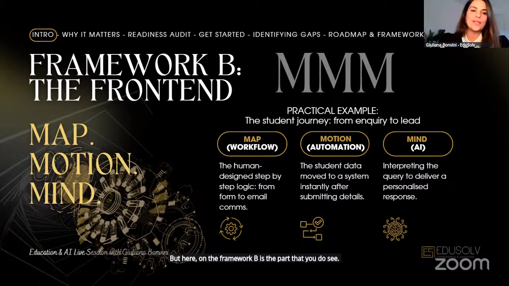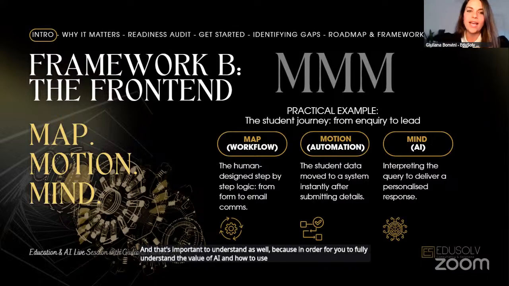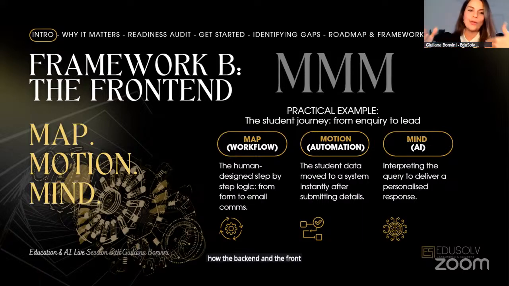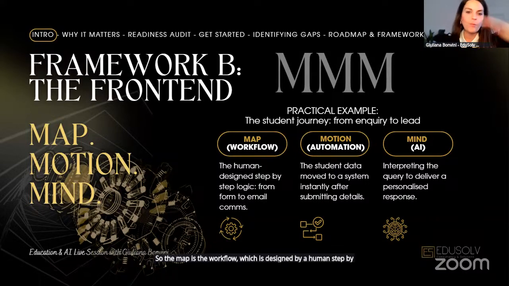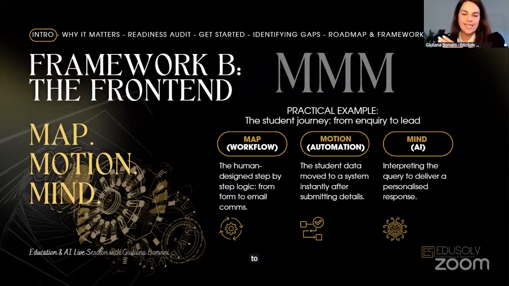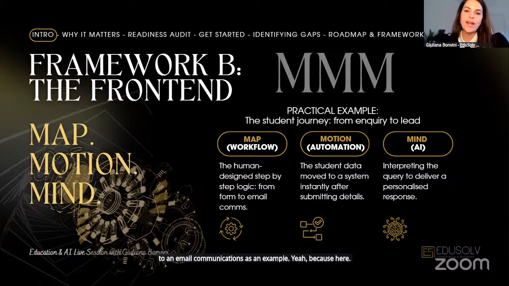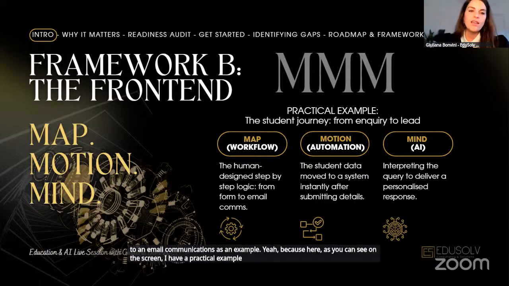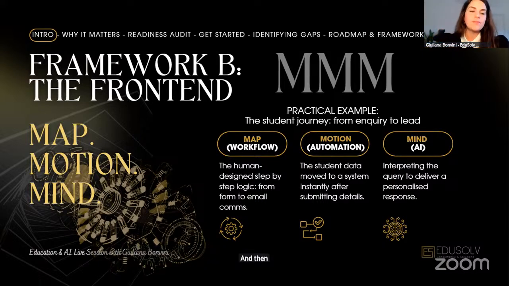And that's important to understand as well, because in order for you to fully understand the value of AI and how to use it properly, you need to understand how the back end and the front end communicate and work with each other. So the map is the workflow, which is designed by a human, step-by-step logic, from a form to an email communications as an example. Because here, as you can see on the screen, I have a practical example on the student journey, which starts on the inquiry form, and then it becomes a lead eventually, right?